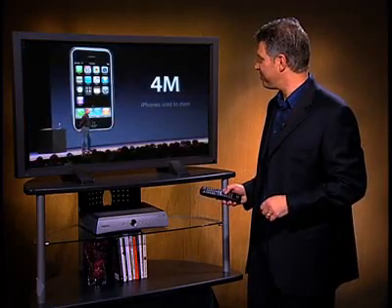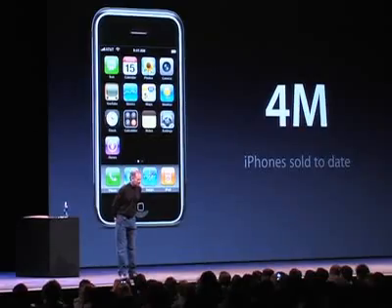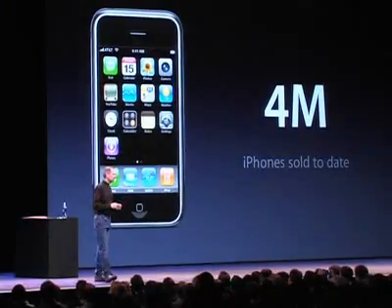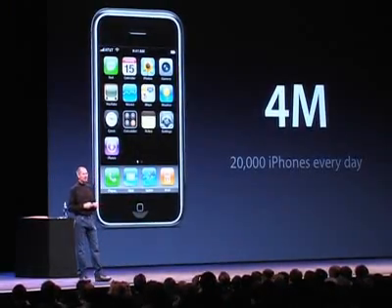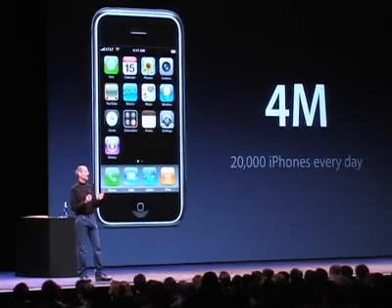We have sold 4 million iPhones to date. If you divide 4 million by 200 days, that's 20,000 iPhones every day on average.